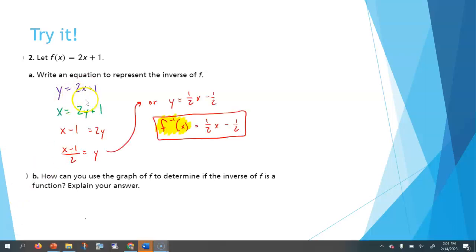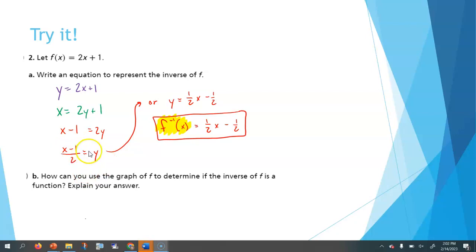So when we look at the steps, after changing the f of x to a y, we change the y to an x and the x to a y. Then we solve for y by subtracting 1 from both sides. So we get x minus 1 equals 2y. And then we divide by 2. Now technically you could leave it like that, but it's going to help us figure out if it's a function.